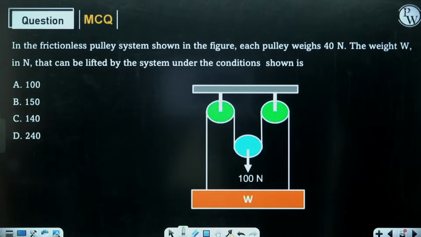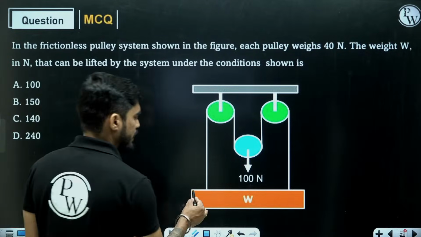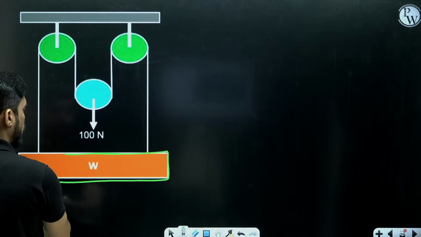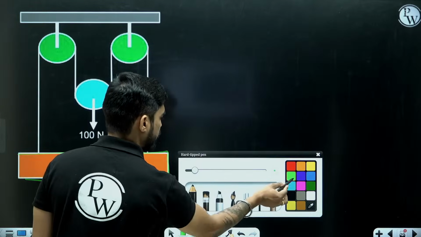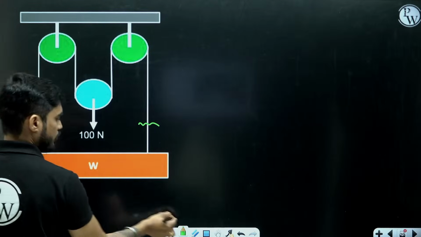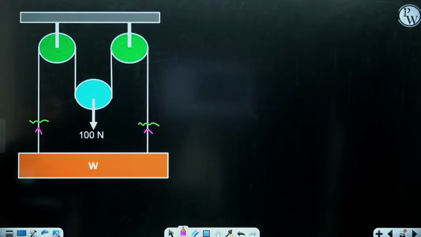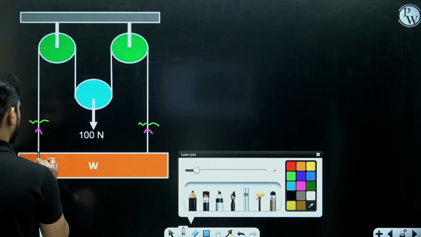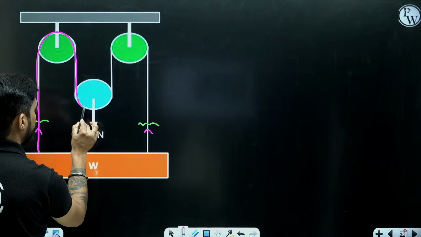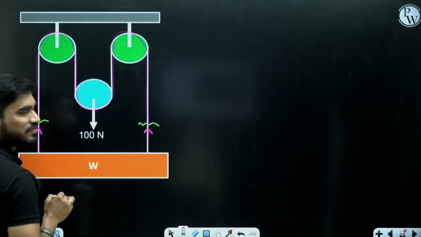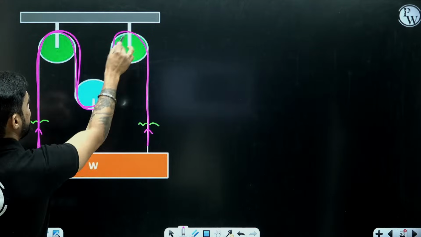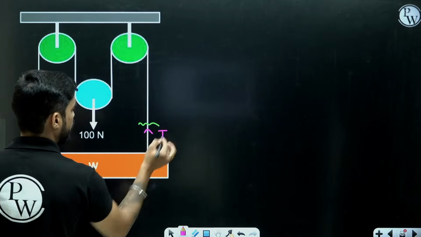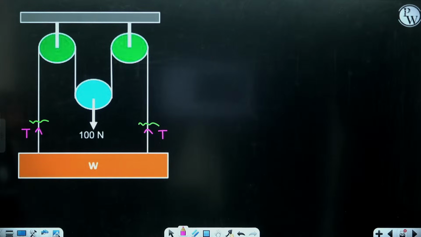So understand. In order to find the value of W, I will have to draw the free body diagram of this orange box. If I draw the free body diagram of this orange box, see, I will cut it from here and here, right? So there will be this tension and this tension. If I get this tension, I will get the value of W. Now this is the same rope, na? This rope is passing through this pulley, then this pulley, then this pulley, then this pulley. So this is the same single rope passing over three frictionless pulleys. All the pulleys are frictionless, so this tension will be the same. If this is T, this will also be T. So if I find the value of T, I will get the value of W.